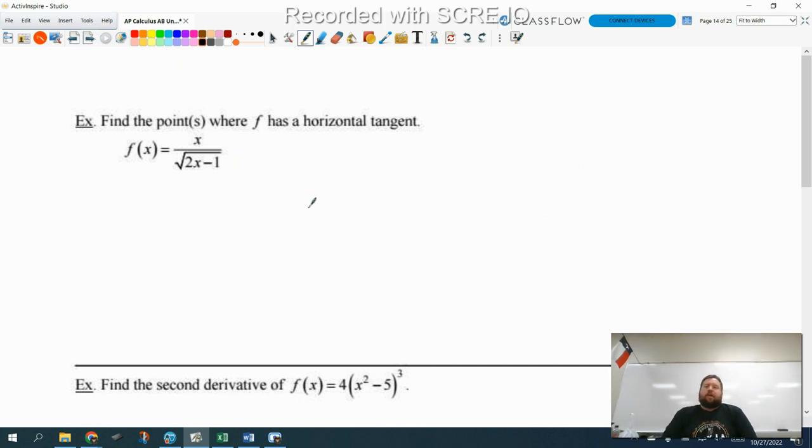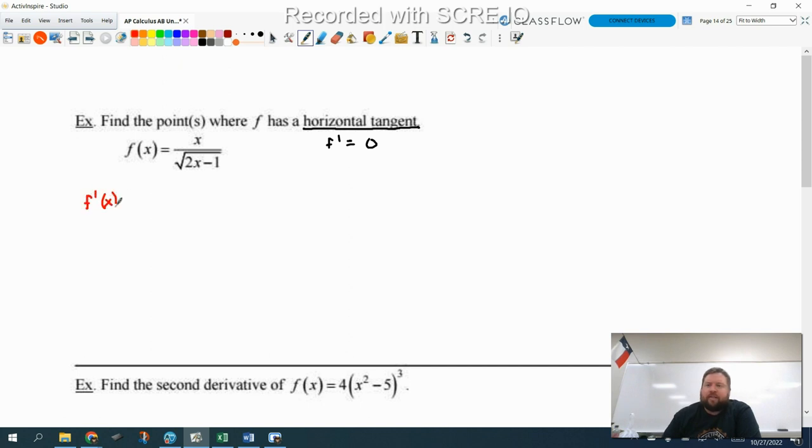All right, find the points where f has a horizontal tangent. So remember, a horizontal tangent is where f prime is equal to 0. Horizontal lines have a slope of 0, so we set our derivative equal to 0. So step 1, find the derivative. You could do it like we did in the example where I made it a negative exponent and we did the product rule, or you can do the quotient rule. I'm going to go back to the quotient rule for this one.